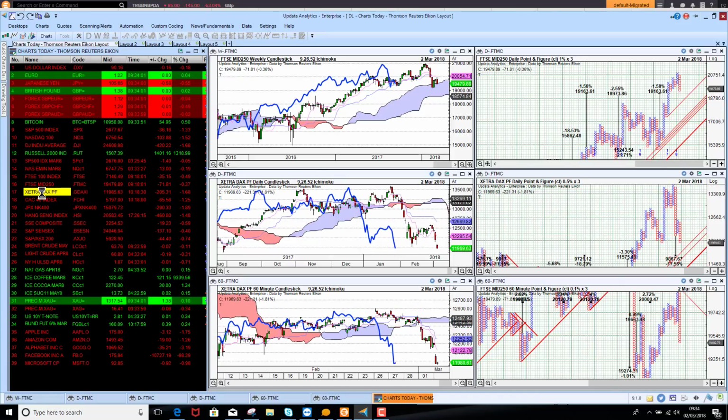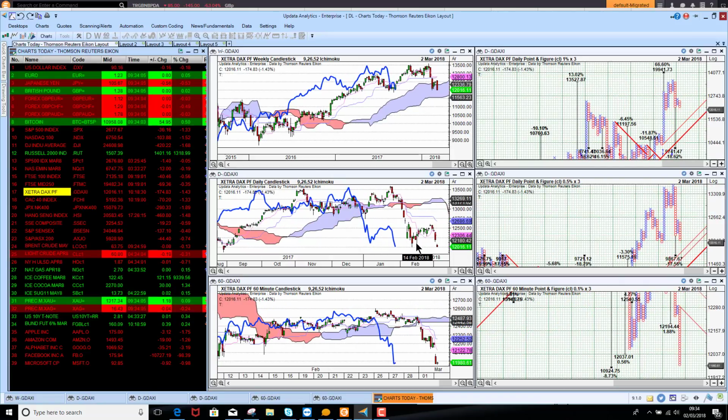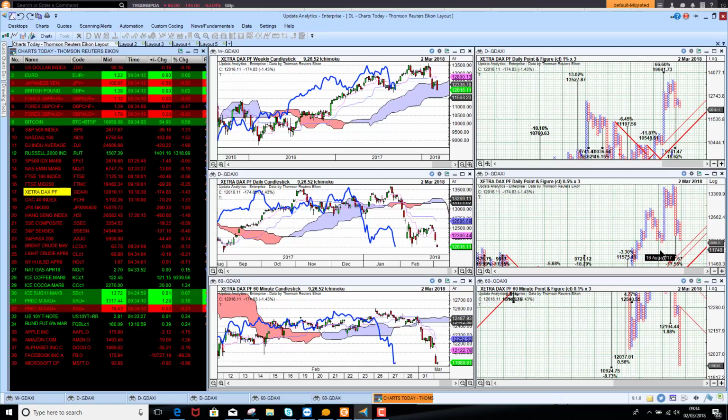The DAX really falling lower this morning. It's actually taking out its low that we saw in February, so this is extremely worrying for the German market. Downside target of 17% activated.